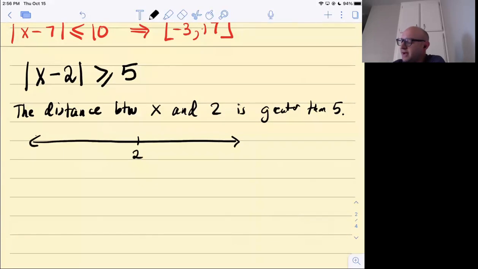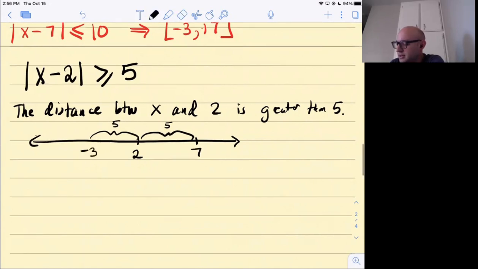So if I plot 5 units away, oh no, sorry, this is 5. If I go 5 to the right and 5 to the left, this is 7 and this is -3. And I'm saying that the distance between x and 2 should be more than 5 apart. So x can't be close to 2.